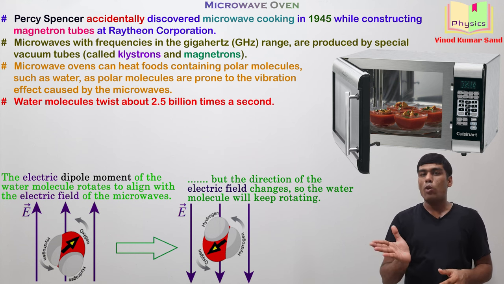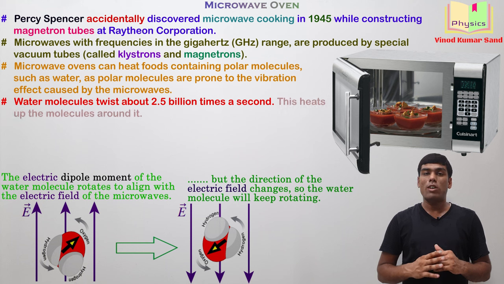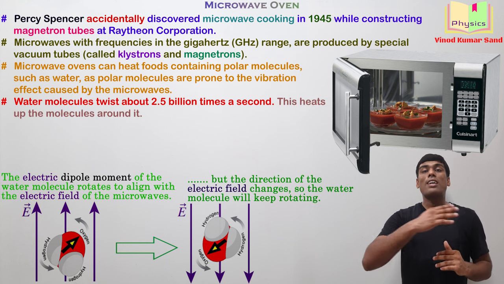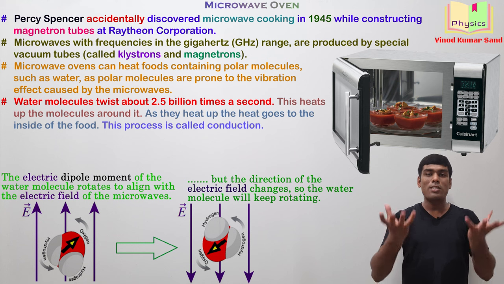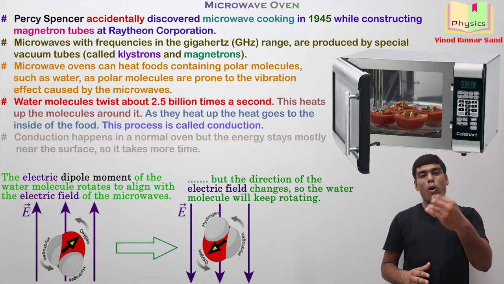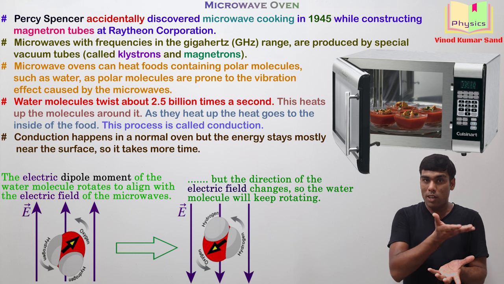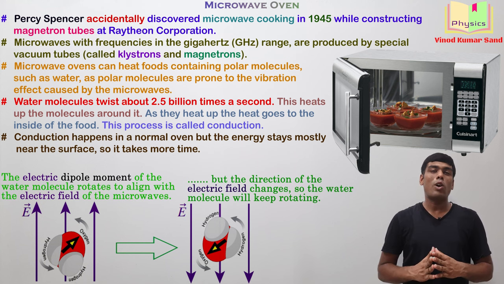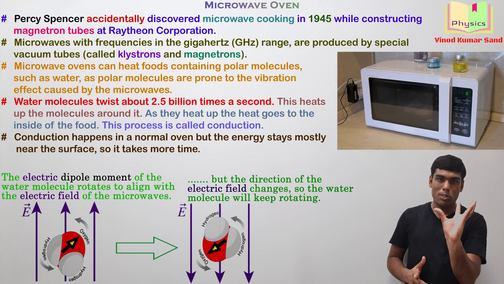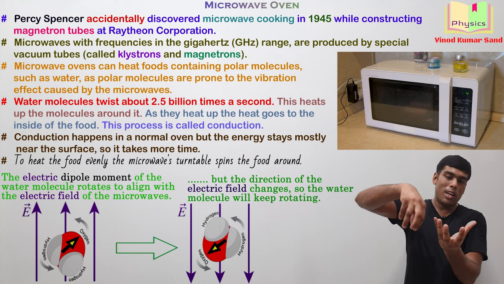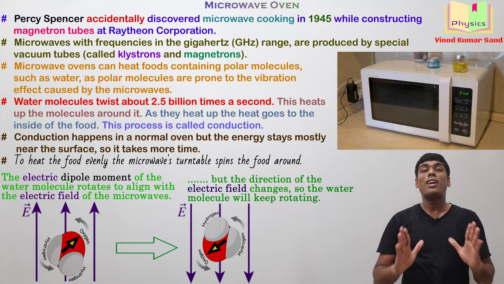So these rapidly oscillating water molecules collide with the neighboring molecules, break the bonds, and that way the kinetic energy of the vibrating, rotating, oscillating molecules is transferred to the nearby molecules. Got it? This process is called conduction, and it heats up the food article. A normal oven also uses conduction, but in a normal oven the major part of the heat stays at the surface, so the cooking is not even. Got the difference? In a microwave there is a spinning system which keeps the food rotating, so even heating takes place from everywhere. There are microwaves incident and the entire food gets heated evenly.